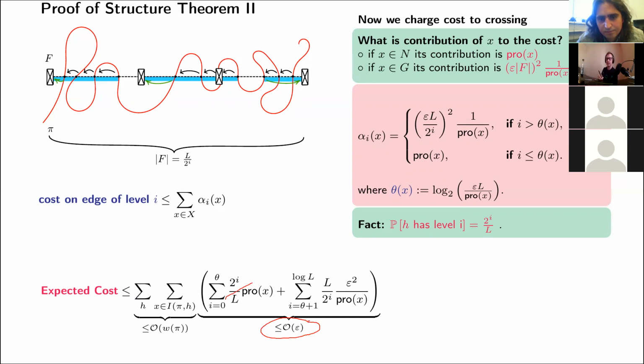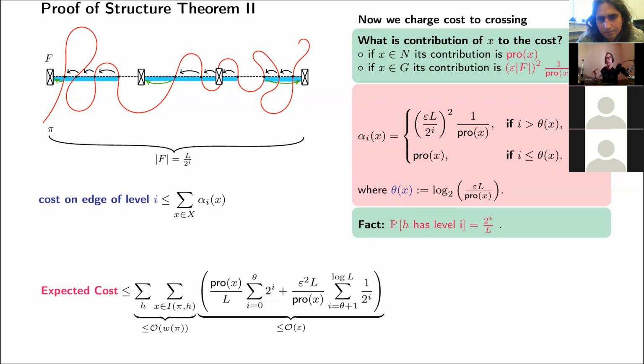This doesn't depend on i. This doesn't depend on i. And we have this. And what is this? This is just a geometric series. So I can bound it by the last term. And the last term is epsilon L divided by pro of x, and L cancels out, and I have epsilon.